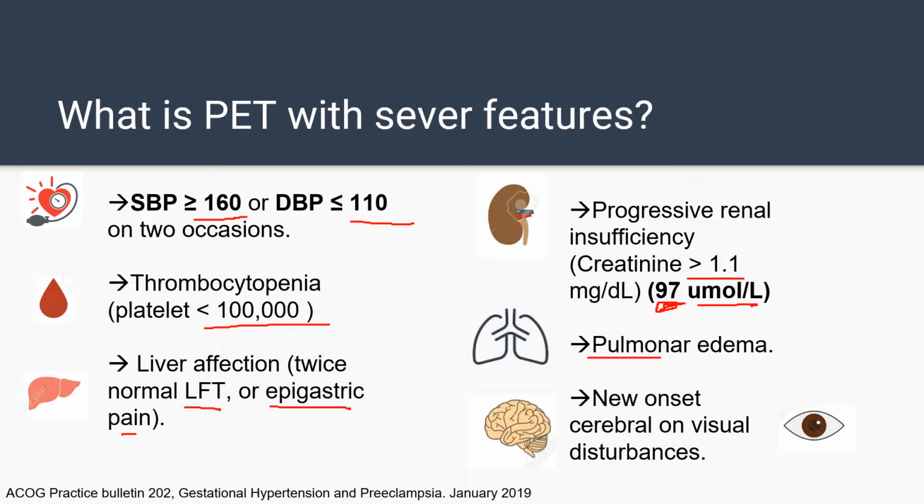Okay, and the sixth one is all the things that have to do with the neurological system and the eye. So new onset of cerebral or visual disturbances can also be a severe feature. It can be a stroke, it can be an alteration of the sensorium, a lot of different things that cannot be explained by another cause, and is considered preeclampsia with a severe feature.